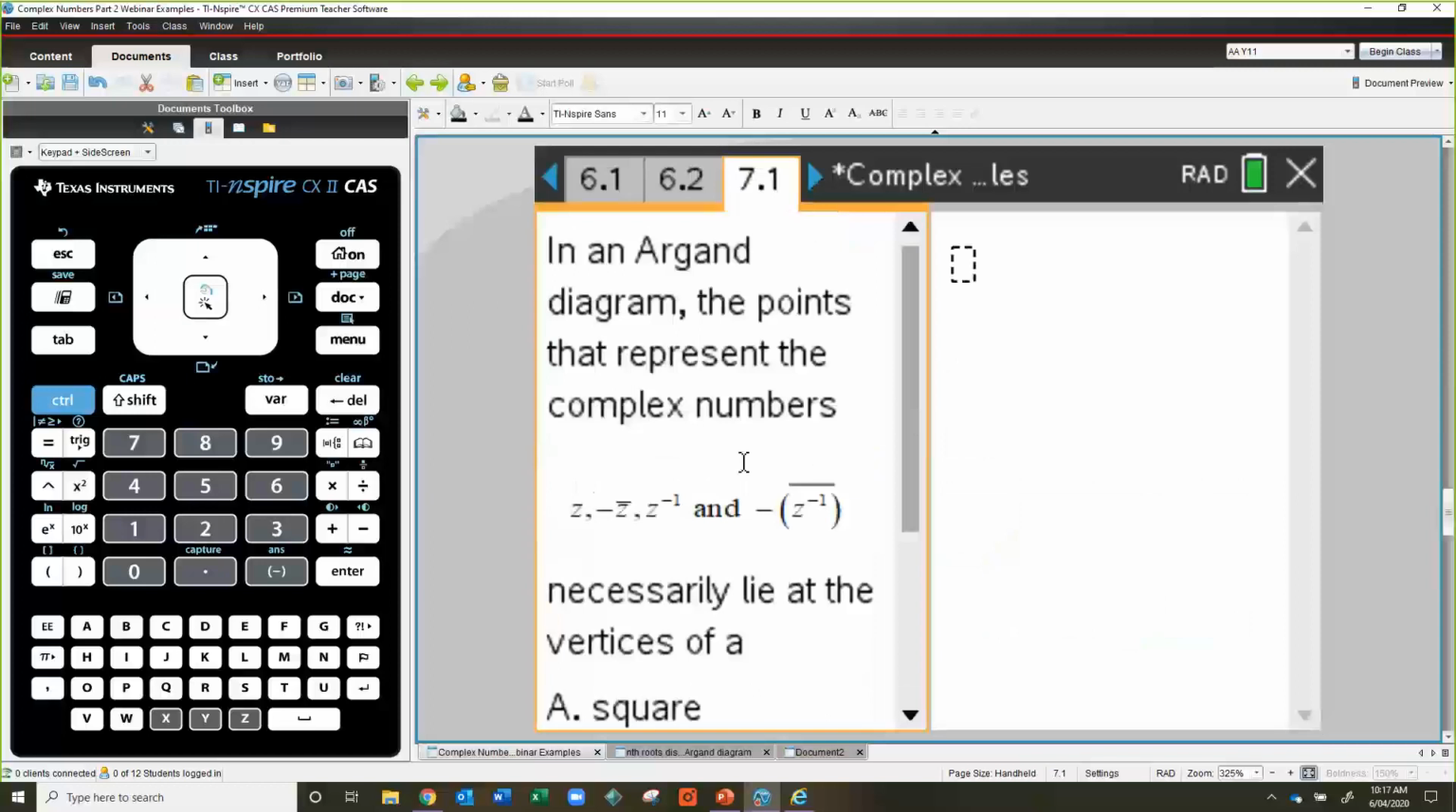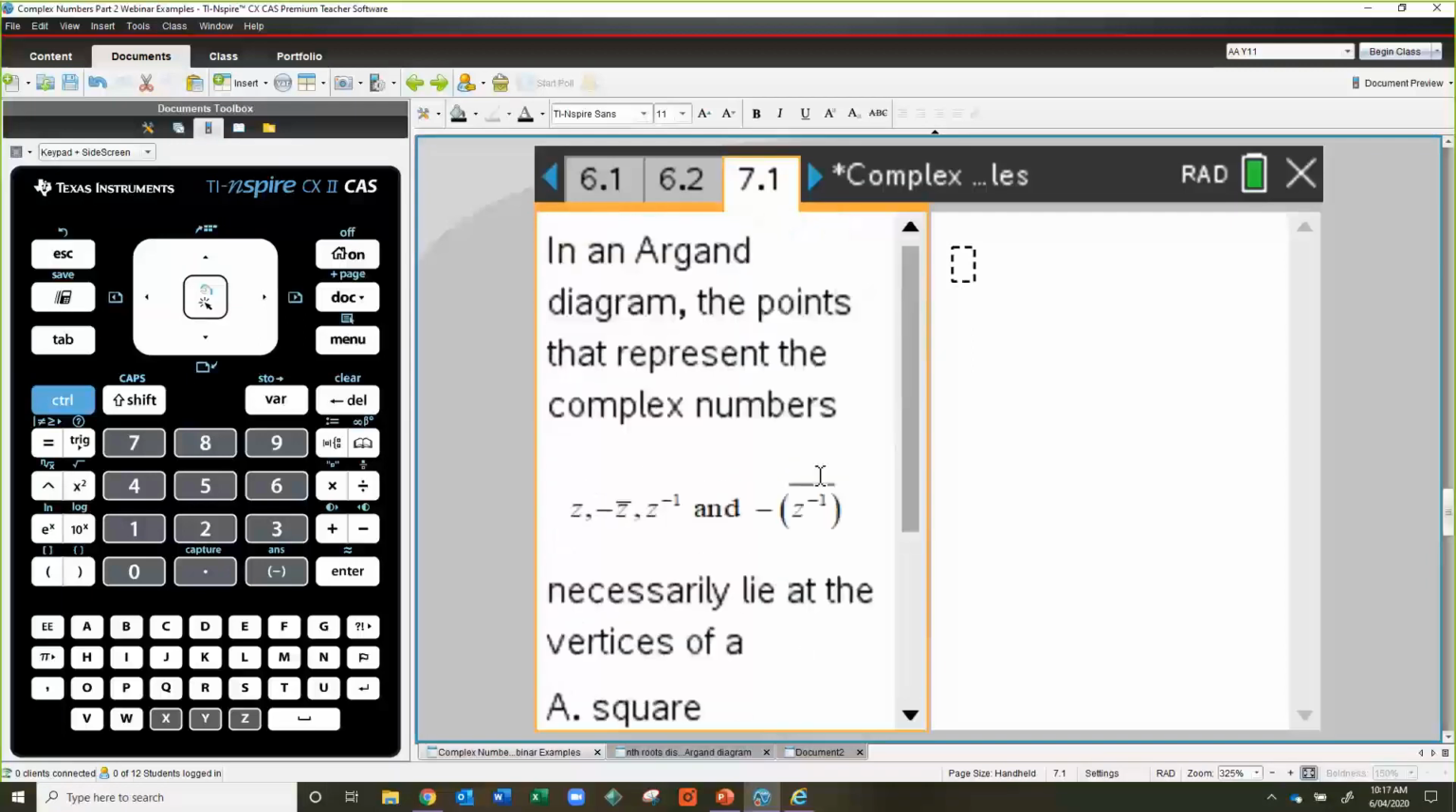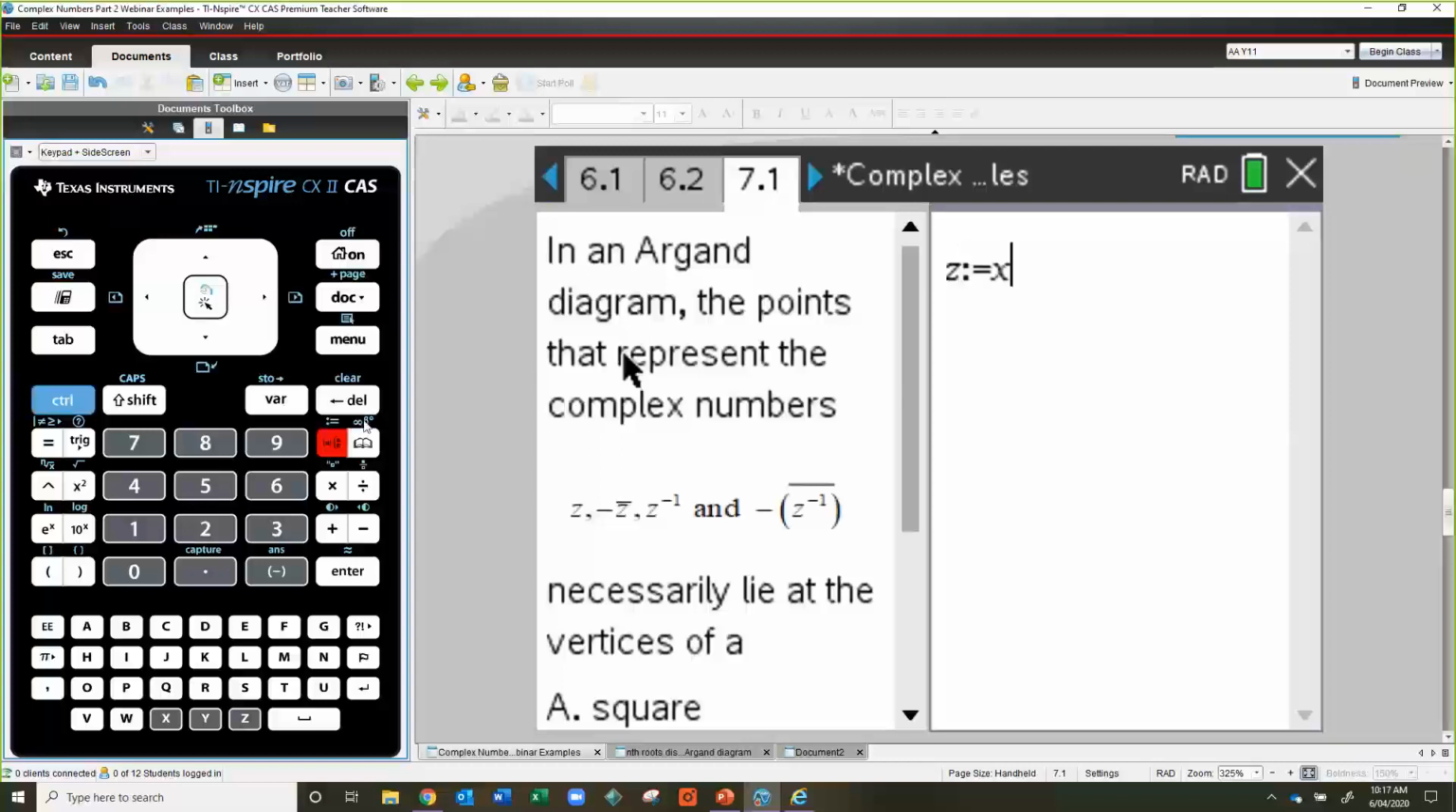Next example here is in an Argand diagram, the points that represent the complex numbers z minus z conjugate, z to minus 1, and minus conjugate of z to minus 1 will always lie at the vertices of either square, rectangle, parallelogram, rhombus, or trapezium. And those questions do appear on the recent exams in general form. So again, I will tell my calculator it's x plus y times I.